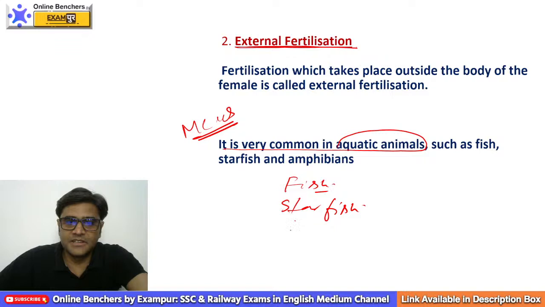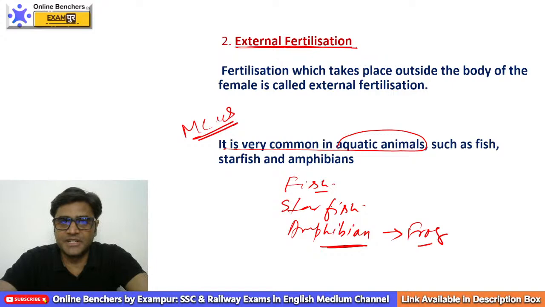Amphibians, for example frog: external fertilization takes place. So external fertilization takes place in aquatic animals, and internal fertilization takes place in higher organisms.